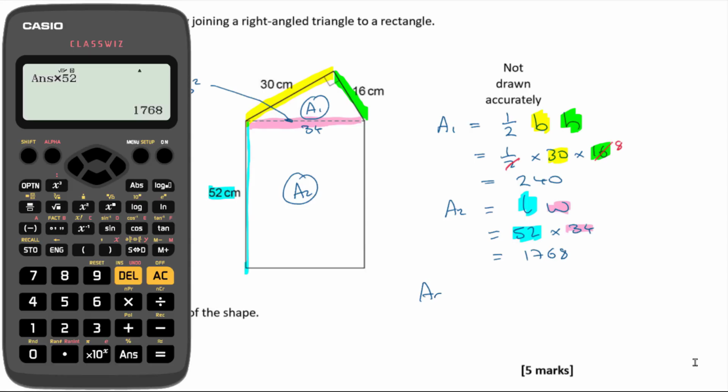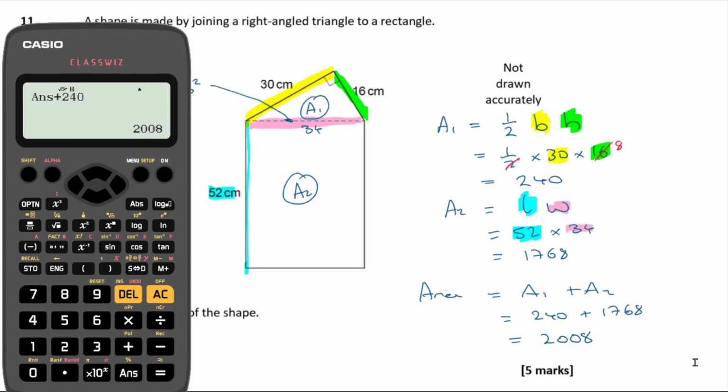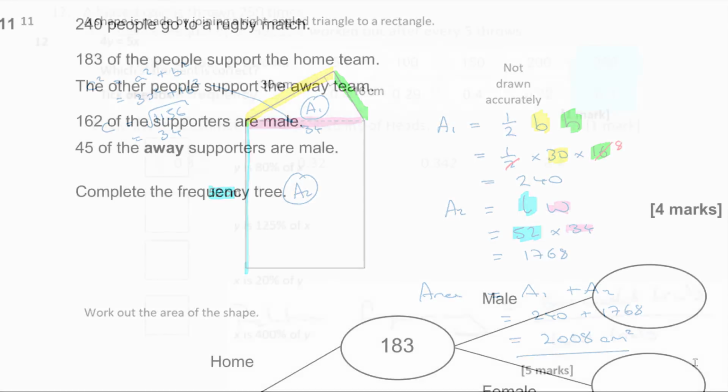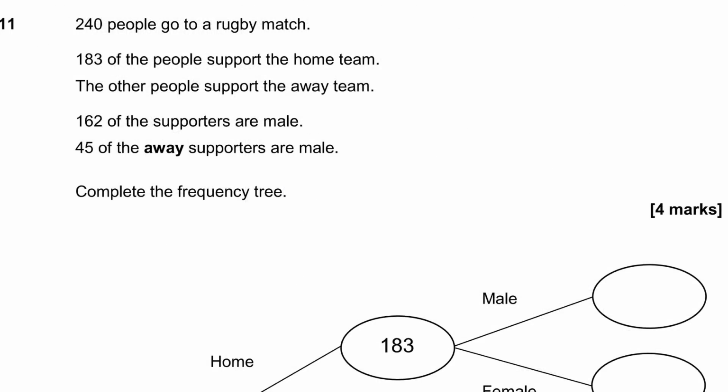And so then the area is going to be those two things added together, isn't it? So it's going to be 240 plus 1768. That comes out to be 2008 units, centimeters squared.